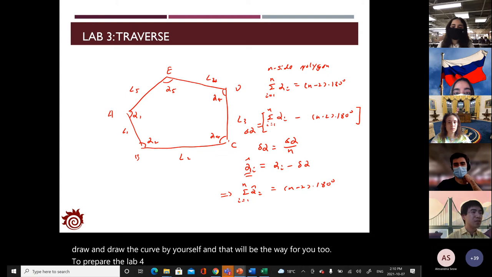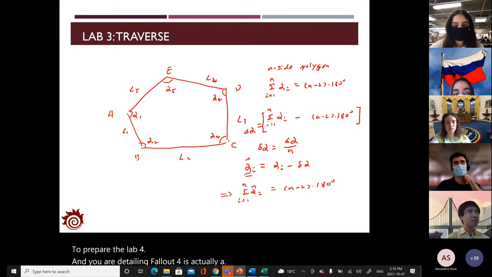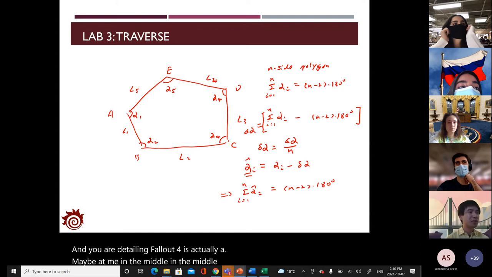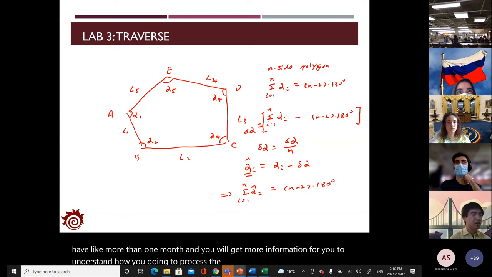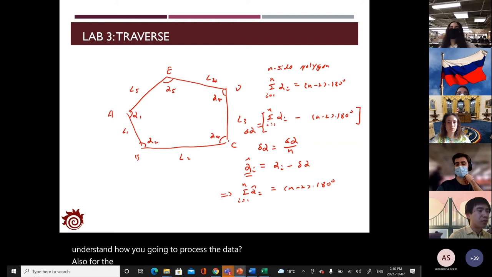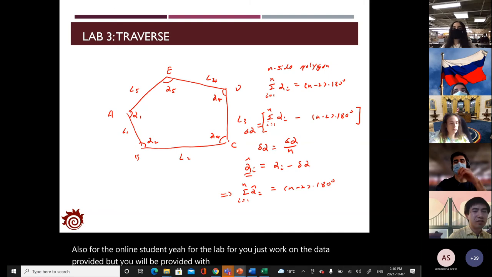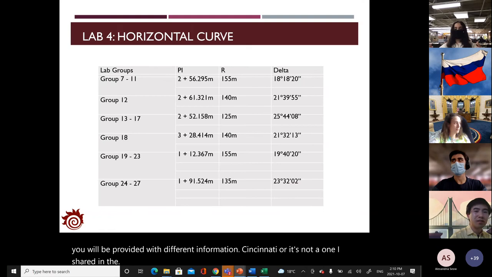And the deadline for lab 4 is maybe in the middle of November. You will still have more than one month, and you will get more information to understand how you're going to process the data. So for the online students, for lab four, you just work on the data provided, but you will be provided with different information. It's not the one I shared in the lab instruction. The lab instruction is only for the in-person students.